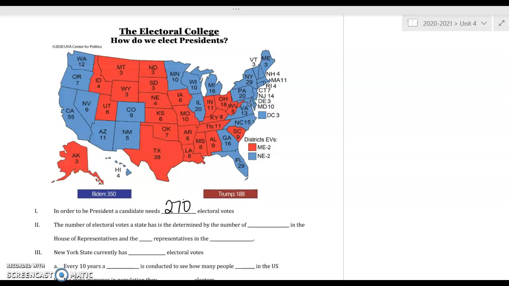And the number of electoral votes each state has is determined by the number of members in the House of Representatives that state has, which is based on the population of the state. And then each state gets 2 representatives in the Senate. So New York, because we have a pretty big population, we have 29 Electoral College votes. The lowest you can see, like Wyoming and Montana, have very small populations, and so they only have 3 Electoral College votes. California has the highest population, so it has the most Electoral College votes at 55.